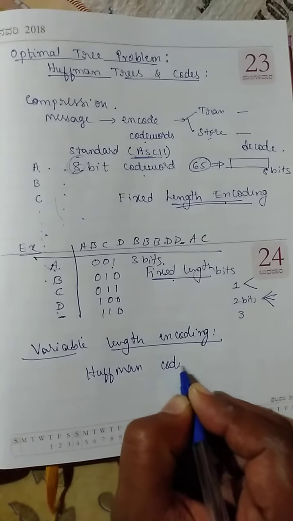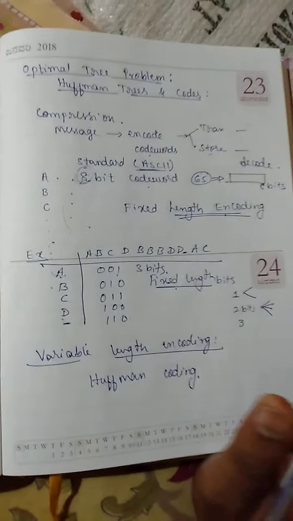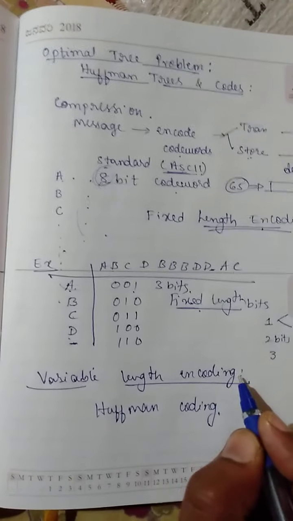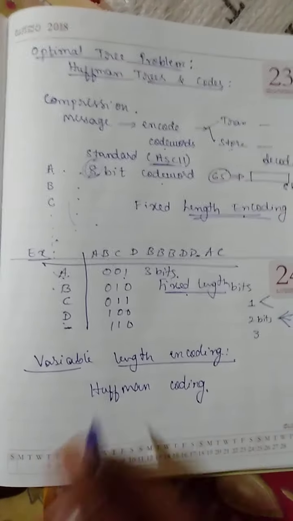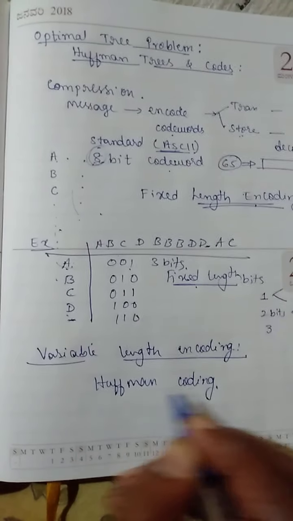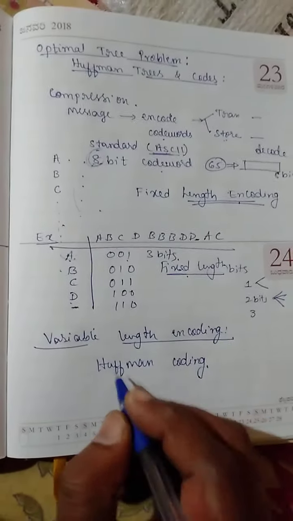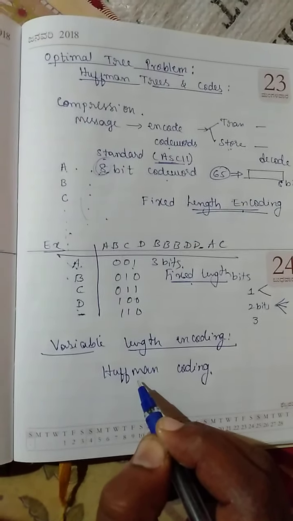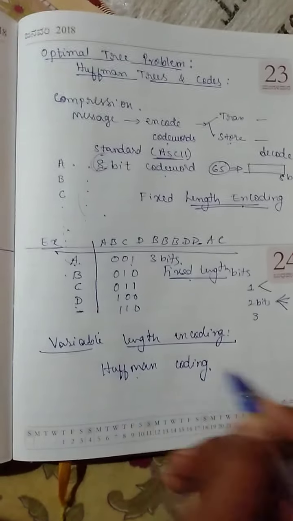Huffman coding and constructing the Huffman tree. This variable length encoding was first derived by David Huffman, and hence this type of encoding is named after the scientist and is called Huffman coding.